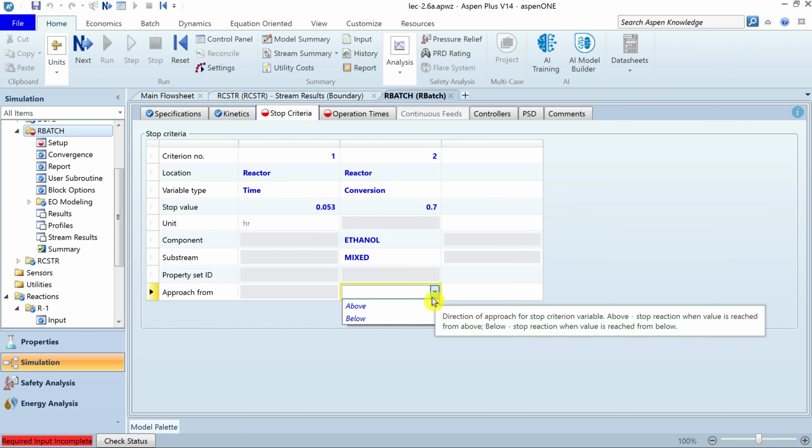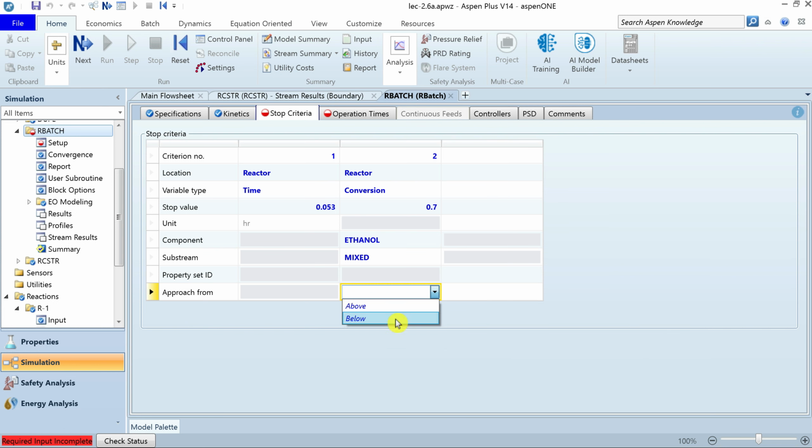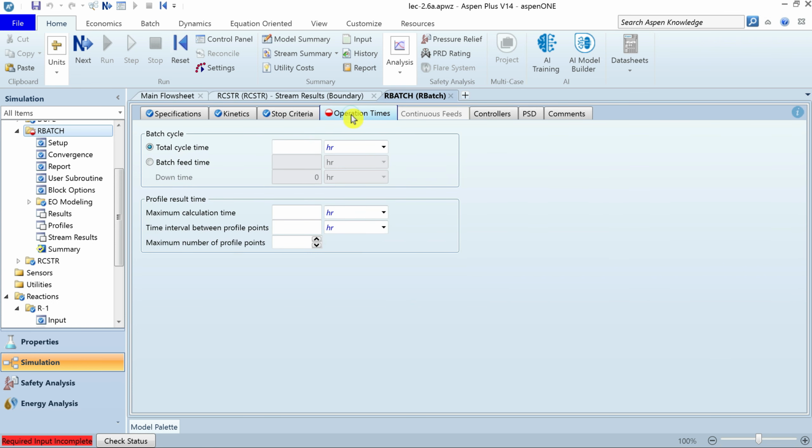Also, specify whether the conversion criteria should approach from below or from above. Since the conversion starts from 0 to a maximum value, it should approach from below. Otherwise, for the reactant concentration, the criteria should approach from above since initially the concentration is maximum. So depending upon the initial value, you can select the approach from below or approach from above. Stop criteria is defined. Let's define the operation time.